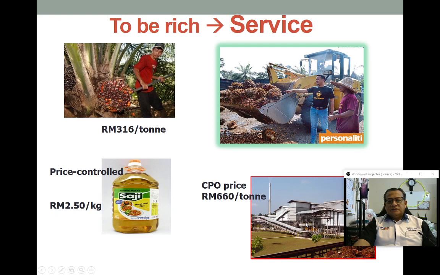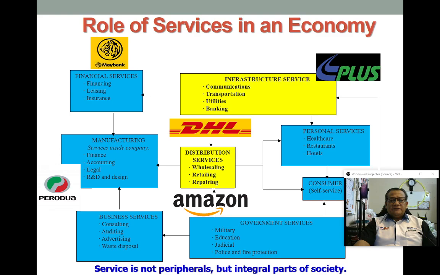So on the overall picture of the supply chain for service, here is the description of the diagram for the role of services in an economy. How does service function in order to contribute to the economic cycle? The most important part is this central part, which is the distribution of services. The most important roles of services are in infrastructure service, for example highways and roads like PLUS, and also distribution service, for example wholesaling and retailing like Amazon. These are the two key roles of services, generated by infrastructure and distribution. You could name a logistics company like DHL, because it deals with distribution.